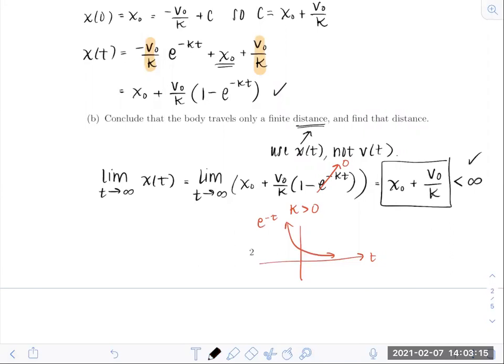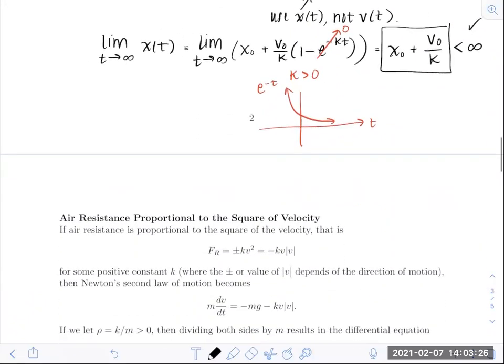So these first 2 pages we're discussing how to handle air resistance, assuming that that resistance is proportional to velocity. We'd like to look at one other model, and that's when air resistance is proportional to the square of velocity. So let's take a look at what happens here and what differences arise. Here we're showing that we're proportional to the square of velocity. So we're again assuming some positive constant. That plus or minus is going to depend upon the direction of motion. So whether we're moving up or down is going to affect how we're going to set up that air resistance.